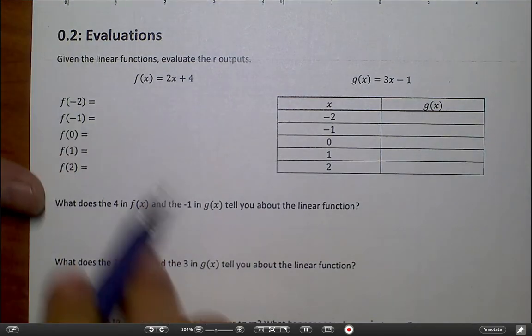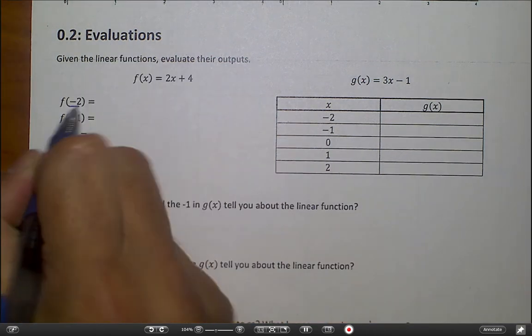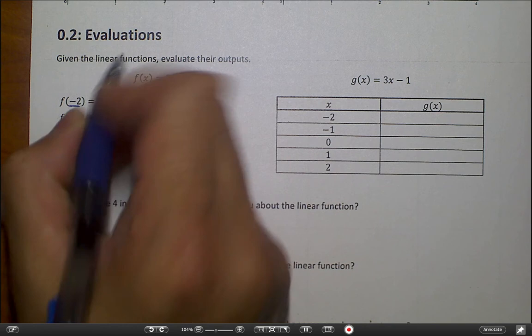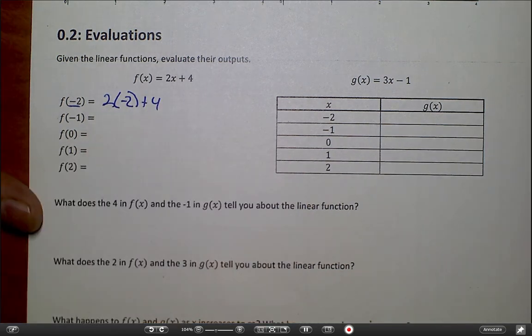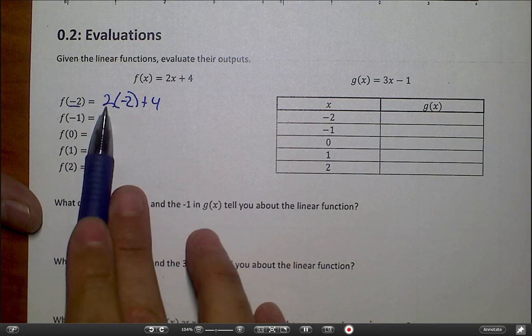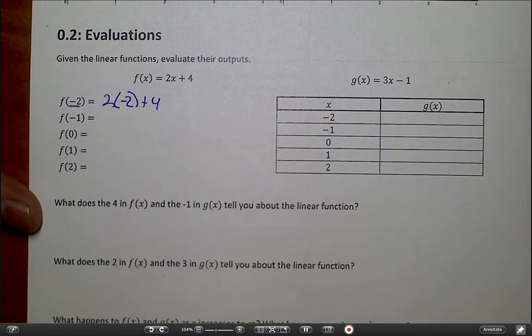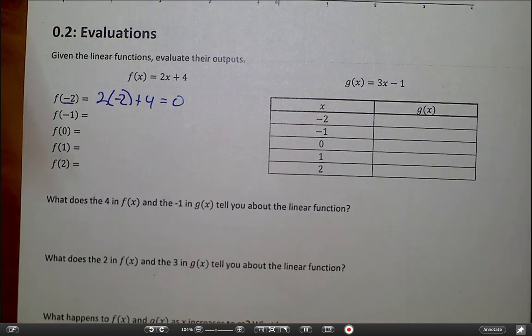All right. So what am I going to do with this -2 here? Plug it in for the x. Very good. So it's going to be 2 times -2, plus 4. So 2 times -2 is -4, plus 4 is 0. Now, a negative and a positive is always a negative, and 2 negatives make a positive.